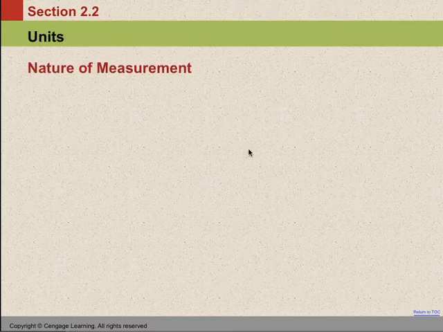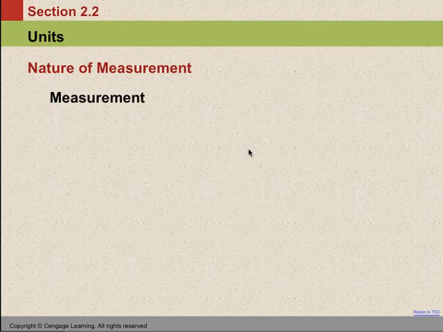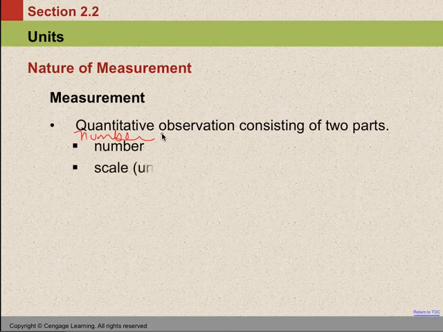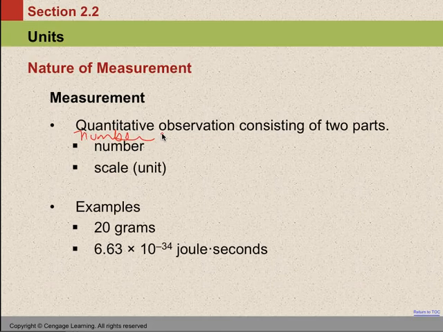Okay, let's talk about the nature of measurement and different units. Again, a measurement is a quantitative observation, meaning it has a number to it, and it consists of 2 parts: a number and a scale, a unit. All right, we've been using these for a while.